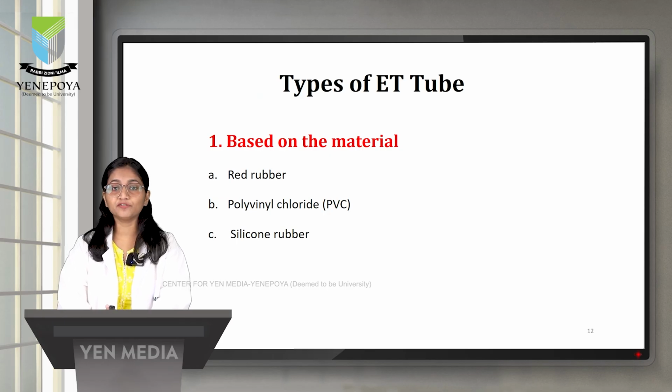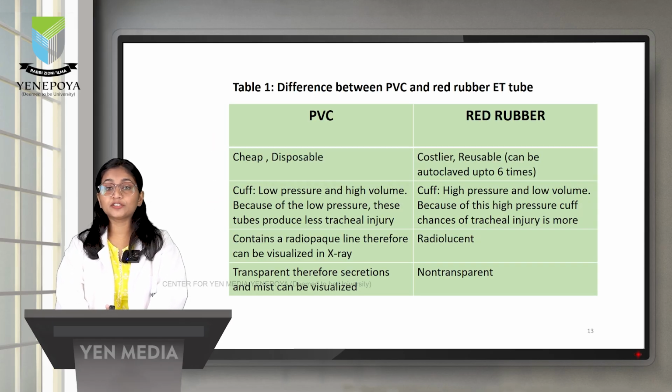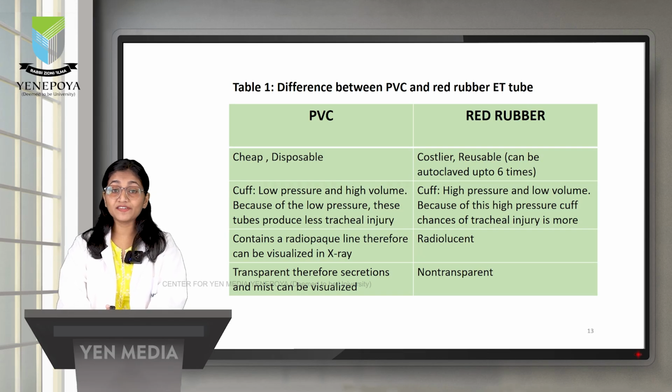So based on the material, we have the red rubber tubes, polyvinyl chloride, that is PVC tubes, and the silicone rubber endotracheal tubes. So what is the difference between a PVC and a red rubber endotracheal tube? A PVC tube is cheap and disposable, whereas a red rubber tube is costlier and reusable, that is, it can be autoclaved up to 6 times.